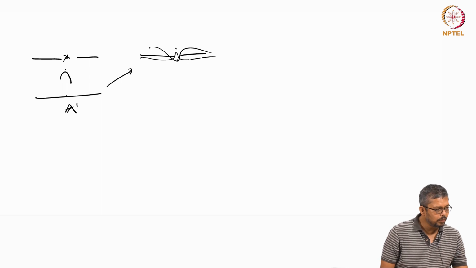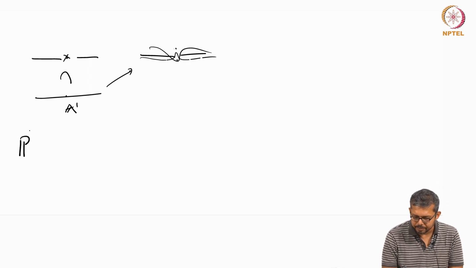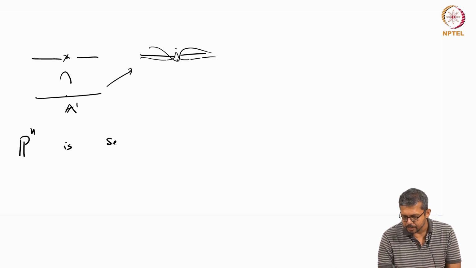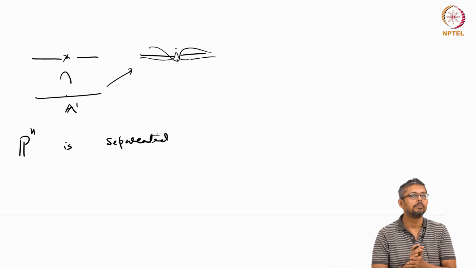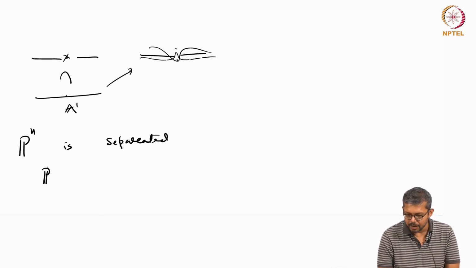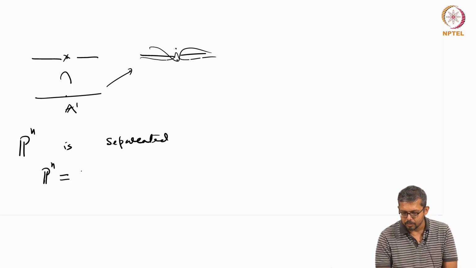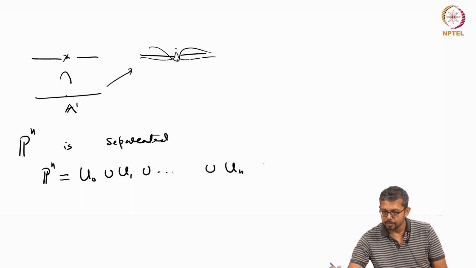So now use the same idea to prove that Pn is separated. That means Pn is a variety. So what you do for Pn, you cover this with affine opens U0, U1, ..., Un.